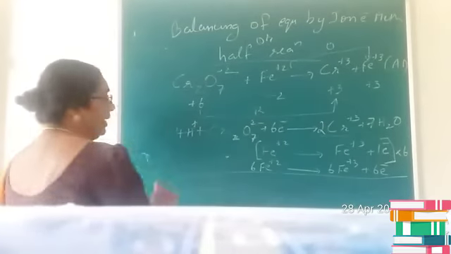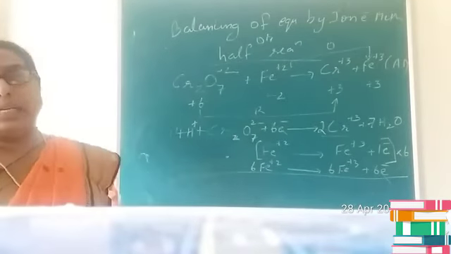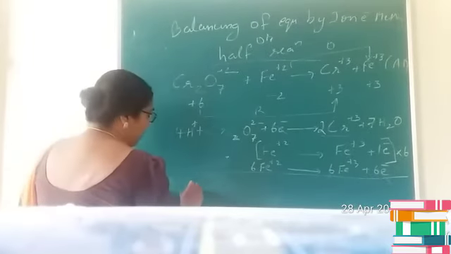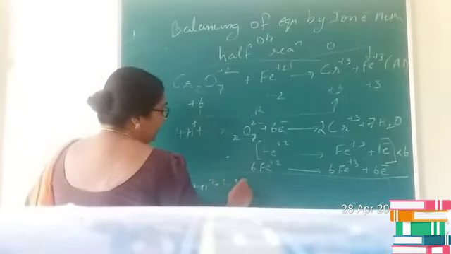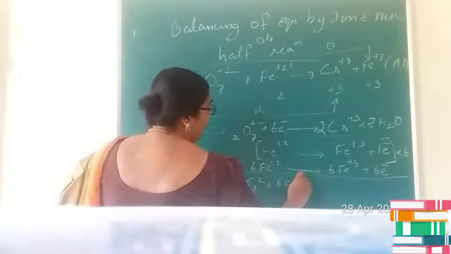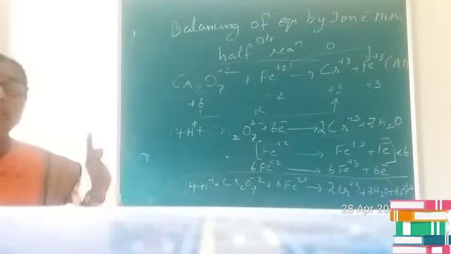Now let us add our oxidation and reduction half reactions. The 6 electrons and 6 electrons get cancelled. The common terms from opposite sides you can cancel, and then write down the rest of the equation. So it is 14H plus Cr2O7 2 minus plus 6 Fe 2 plus will give you 2Cr 3 plus plus 7H2O plus 6 Fe 3 plus. Now if you check, this equation is completely balanced, including the charges.